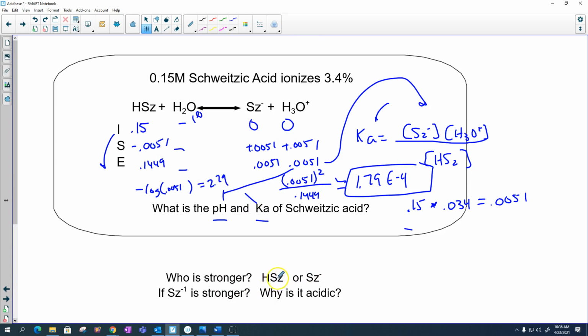Who is stronger, the acid or the conjugate anion? Well, this one here is 1.79 e to the negative fourth, and on our teeter-totter, that means this one's stronger and this one's weaker. If it is stronger, why is it acidic and not stronger? All right.